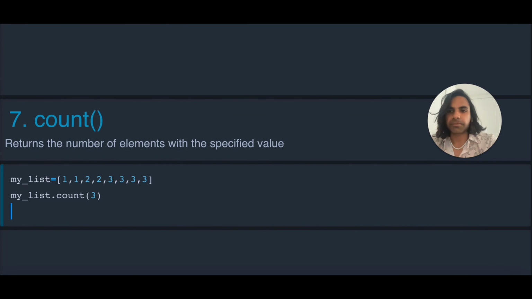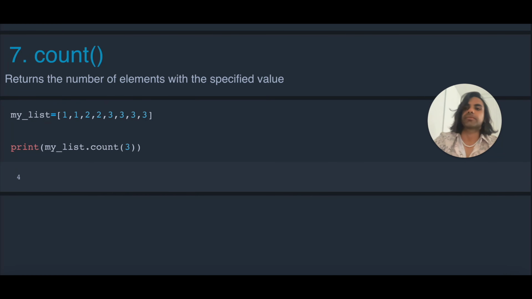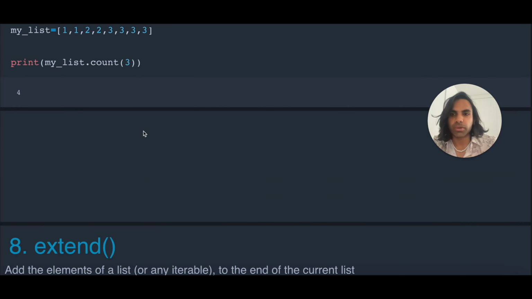Okay, we are over here. So I'm just going to say print. Let's take the statement and the print, and you can see that it has counted how many times number 3 has been present in my list. So this is how count works. Real simple. Now let's move to another one.